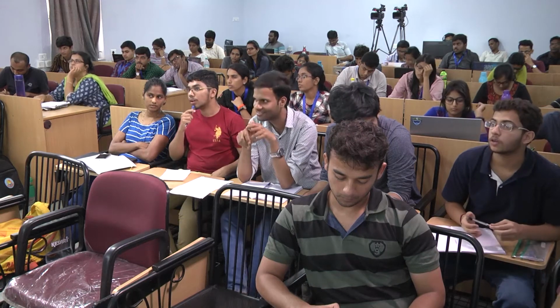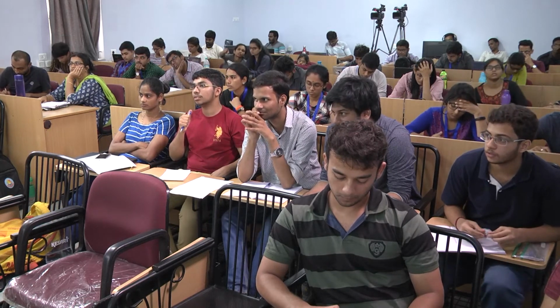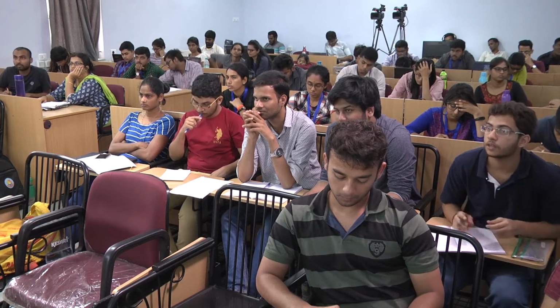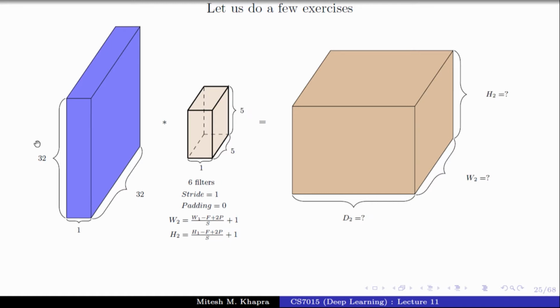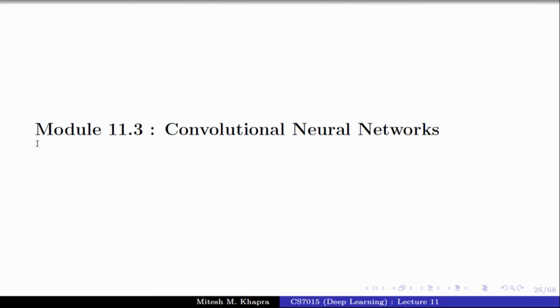Now what is W2 and H2? Any other answer? 227 minus 11 plus 0, divided by 4, that is 54, plus 1, that is 55, right? And same for the height also. Everyone gets this? Everyone is fine with this? Okay, so you can compute this. Now I have another exercise, but you can do it offline.